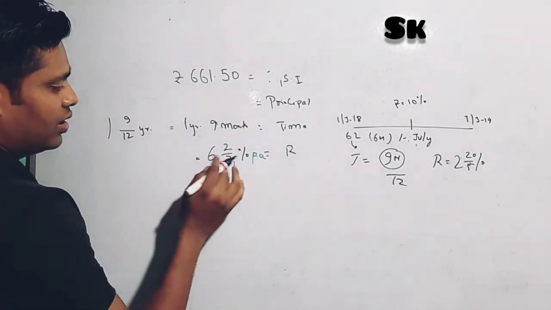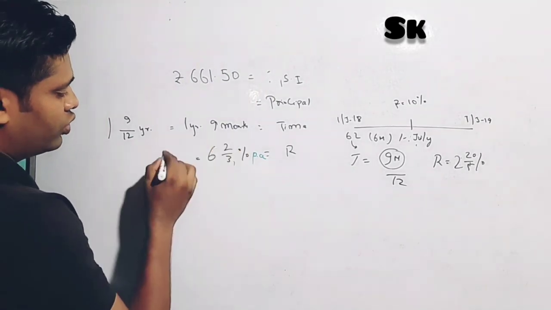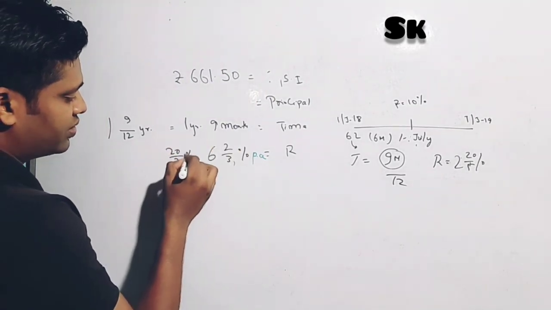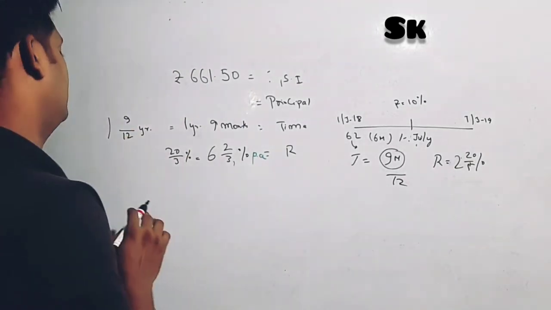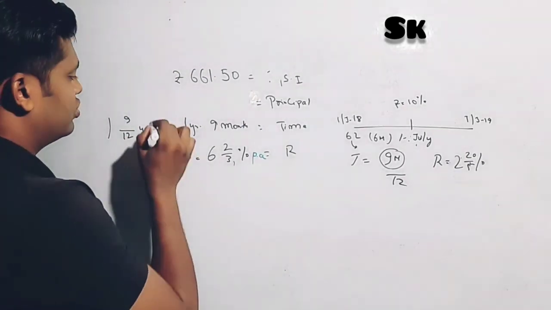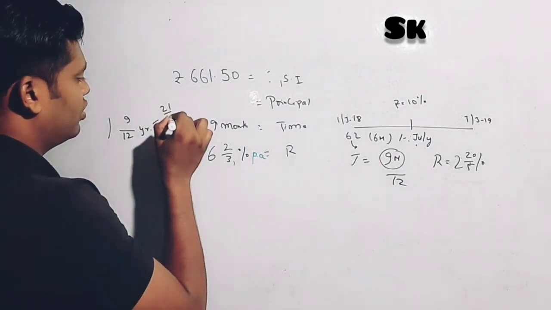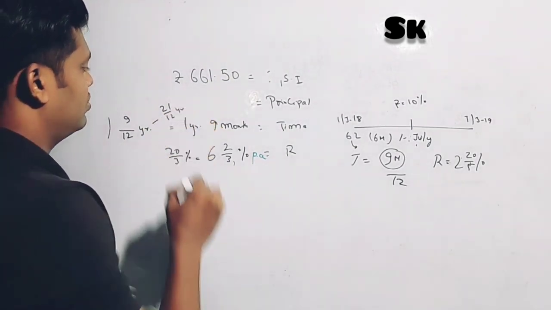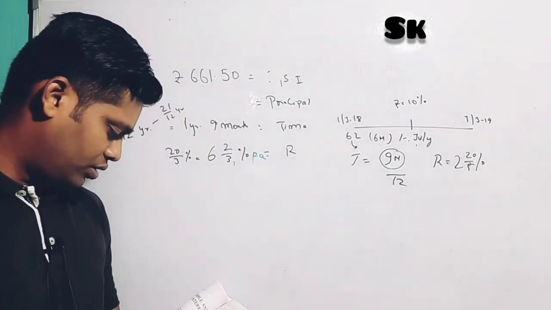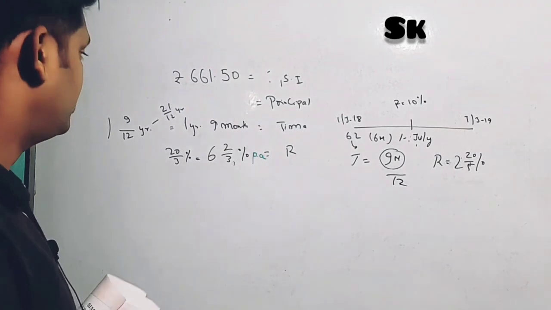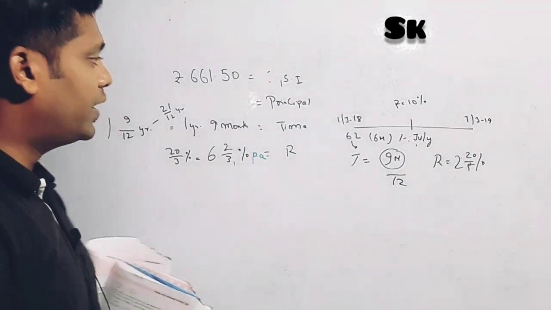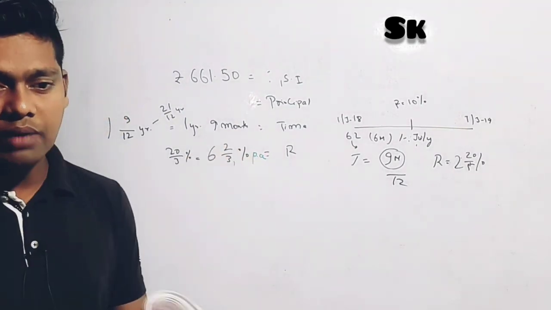This one is also simple. 6 threes are 18, 19, 20. So 20 by 3 percentage. And the time will be how much? 12 plus 9, how much? 21 by 12, right? So this will be 21 by 12 years. Yes, 21 by 12. Now what do I need to find out? You understood now the reason why I am converting this one.